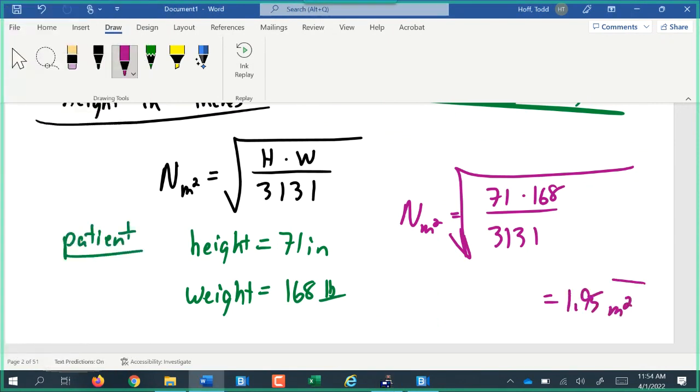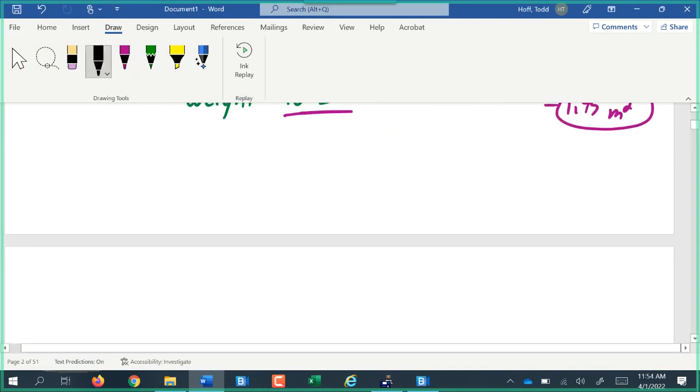This is still in meters squared. So even though we put in standard units, inches and pounds, we're still getting the body surface area in meters squared. Let's look at another patient.